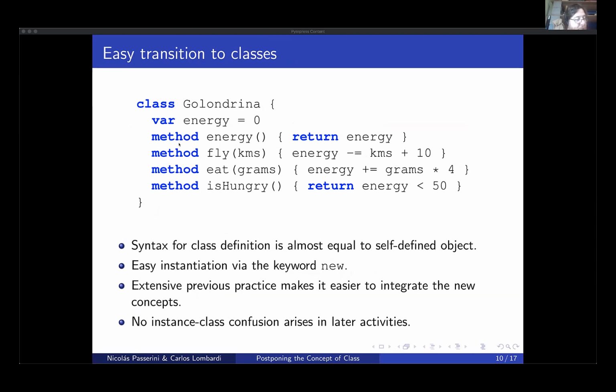Furthermore, this happens in the 6th or 7th course week, so the students have already passed through extensive activity defining objects, using them, and making them interact. Therefore, the new concepts integrate into an OOP mental model that is already quite developed. As a result, we don't note in our courses the confusion between the concepts of instance and class that is repeatedly described in the literature.